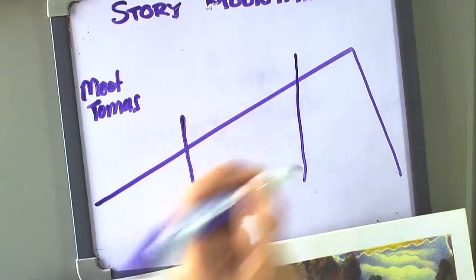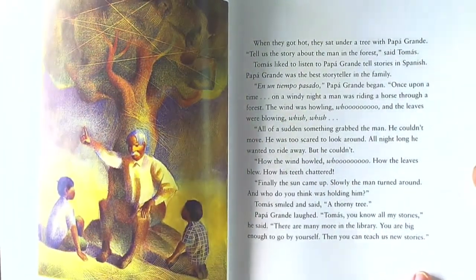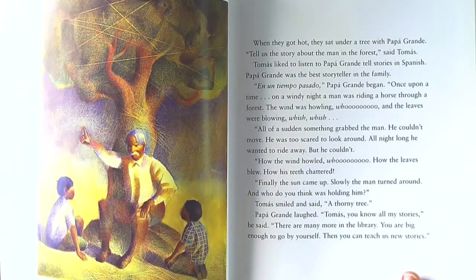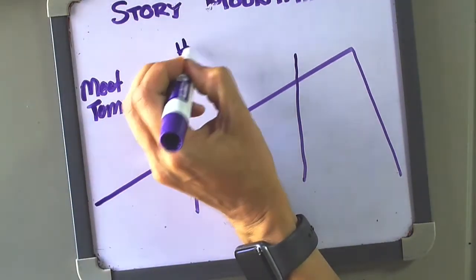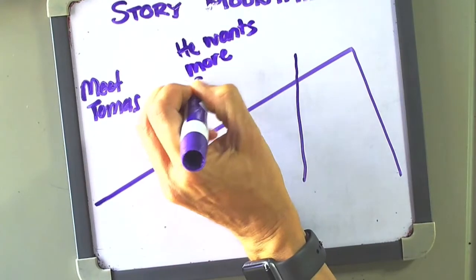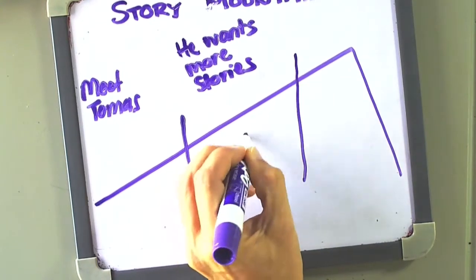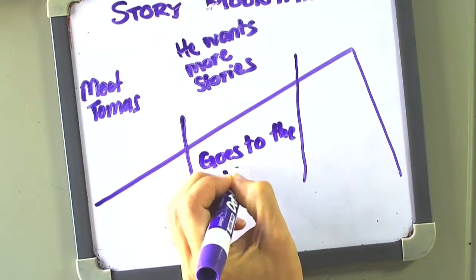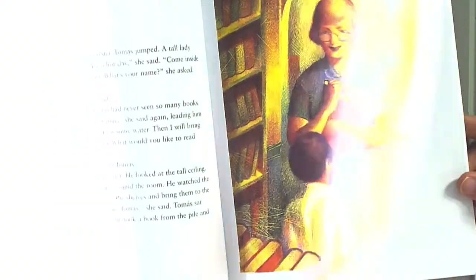Then in the middle is when we kind of start to learn about his love of hearing stories, right? And he wants to hear stories all the time, but his grandpa just kind of runs out of stories, right? So then he goes to the library. So the little problem was he wants more stories. And then the way that gets solved is he goes to the library. And this isn't a huge problem, right? But it is a struggle he faces in the story.